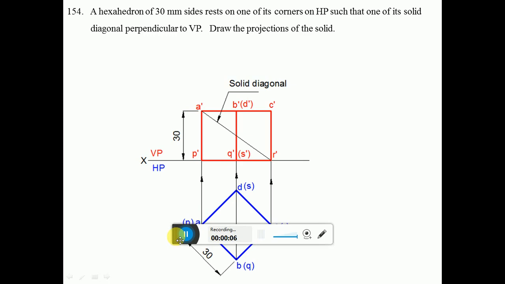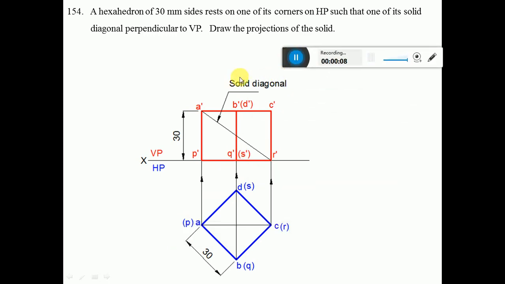Now, a hexahedron of 30 sides rests on one of its corners on HP such that one of its solid diagonals is perpendicular to VP. Draw the projections of the solid.